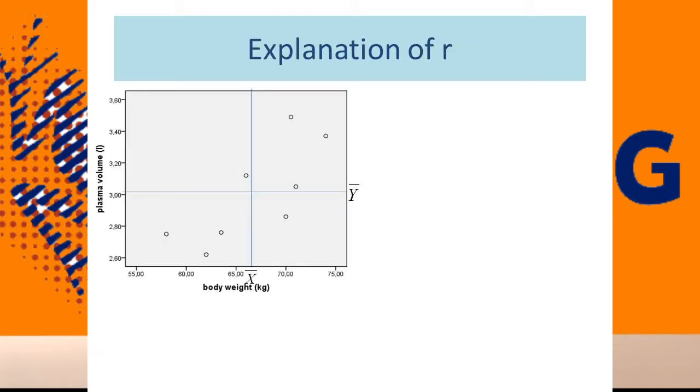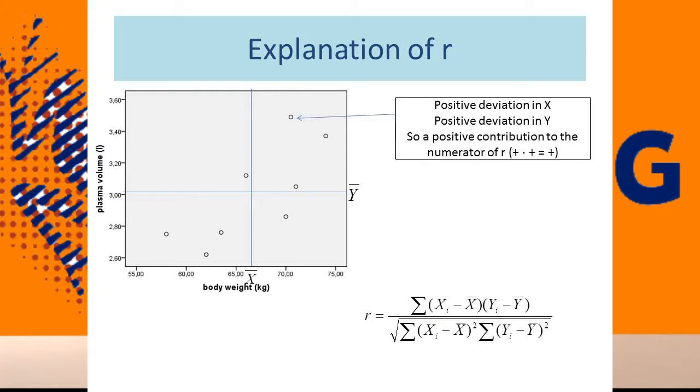Here we see the scatter plot of plasma volume and body weight again. The horizontal line shows the mean plasma volume. The vertical line, the mean body weight of the 8 healthy men. In this slide, I will try to explain the idea behind the formula of r, Pearson's correlation coefficient. If we look at this individual with relatively high body weight and relatively high plasma volume, we see a positive deviation of the x variable, meaning higher than average, and a positive deviation of the y variable. This individual will give a positive contribution to the numerator, because positive times positive is positive.